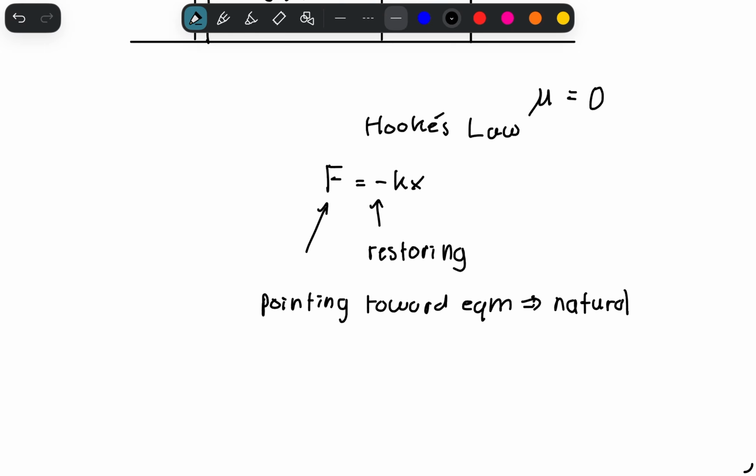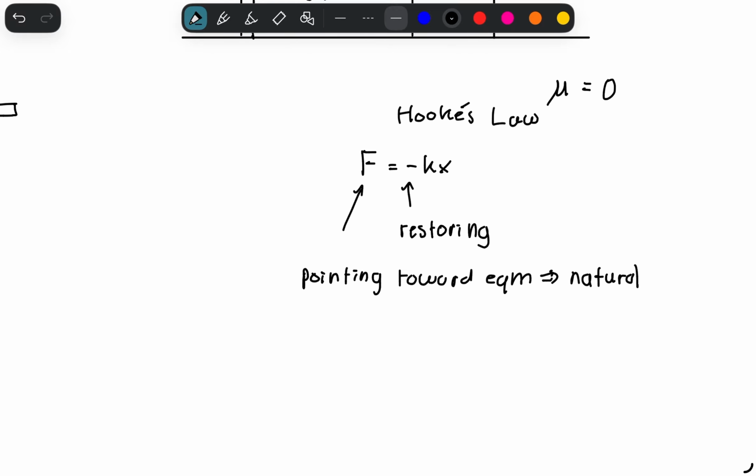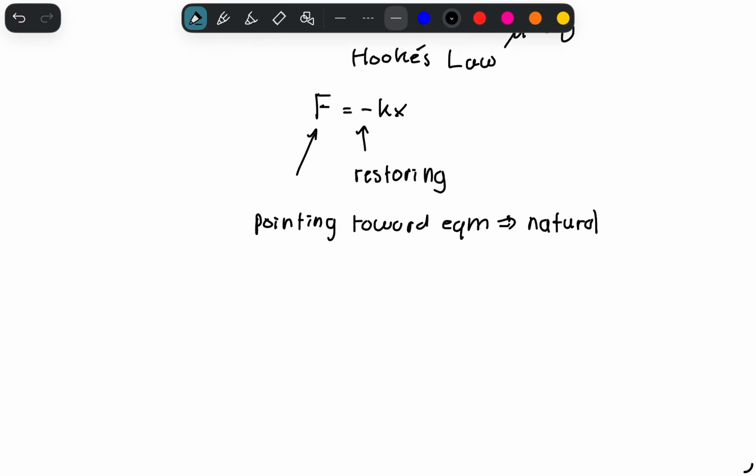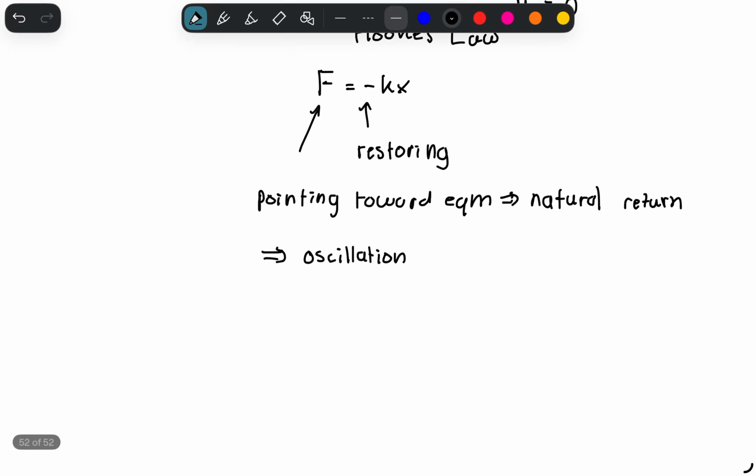The negative sign represents that this is a restoring force, and that means that the force is going to be pointing towards equilibrium and is constantly wanting to return to this natural state. So that is why we are going to have an oscillation that is going to be moving the spring from states of being stretched back to its natural state.